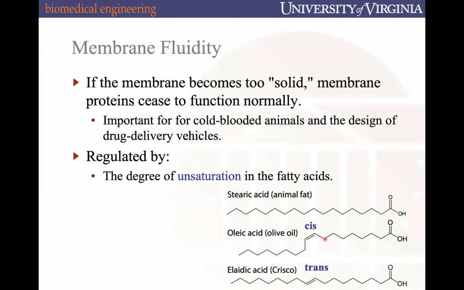Okay. And these double bonds occur in something like olive oil, which at room temperature is going to be liquid, and either animal fat or Crisco. I don't know if people use Crisco anymore, but if you keep it at room temperature, it's going to be solid. So this solidity comes from the packing of these fatty acids. Just maybe a way to help remember that.